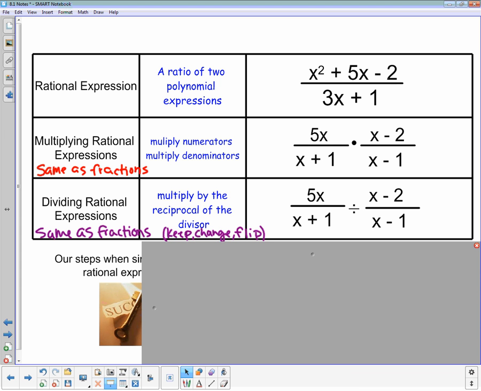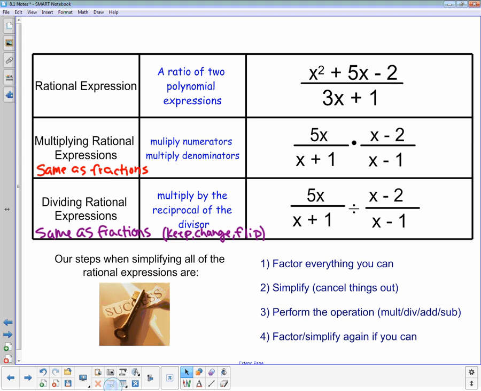Okay. So here's some steps for us to think about when we're working with these rational expressions. When we are simplifying, we need to factor. There's going to be a lot of factoring in Chapter 8, and that's what we just talked about with our factoring review yesterday. We're going to factor everything that we can. We can simplify things that cancel out. For example, when I have 3 divided by 3, that's 1. So I could cancel a 3 over 3. And there's going to be a lot of canceling that we can do.